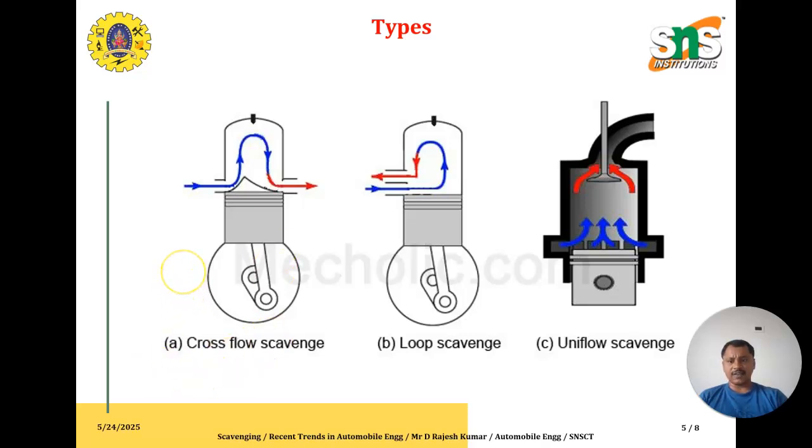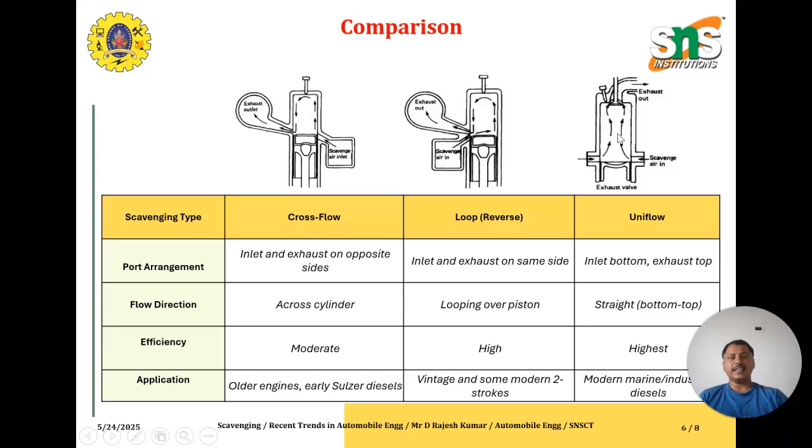You can see the cross flow scavenging arrangement. Here the intake and the exhaust ports are arranged in opposite directions. The blue color is the intake port and the red color indicates the exhaust port. The second is loop scavenging. Here the intake and the exhaust lie on the same side of the combustion chamber, so the intake port lies below the exhaust port. The last type is uniflow scavenging. Here the fuel enters at the bottom and the burnt gas exits at the top. So these are the three different types.